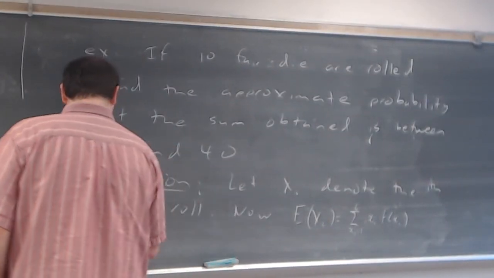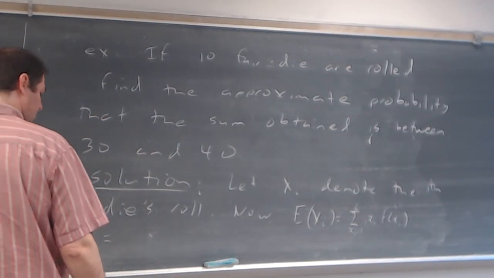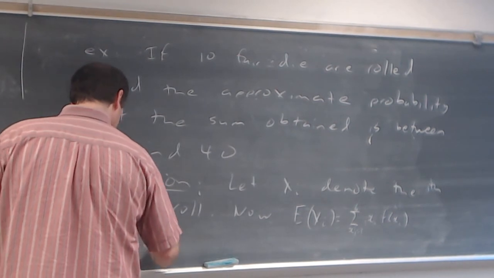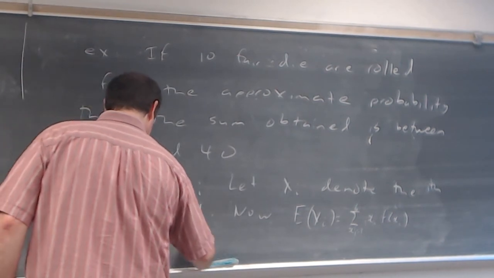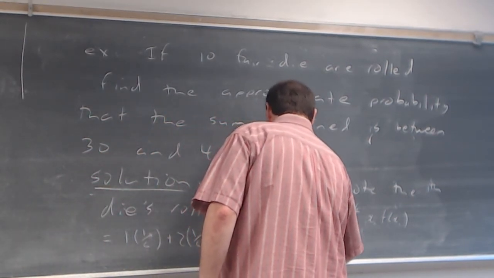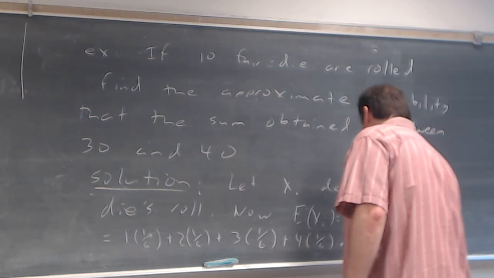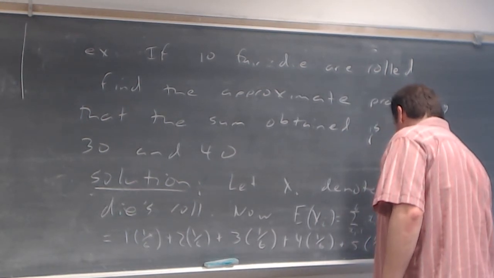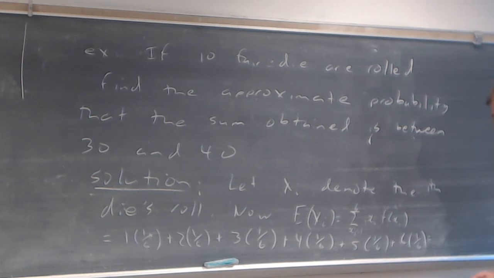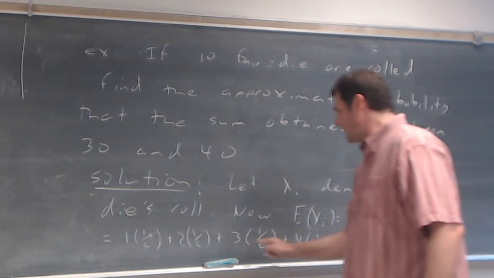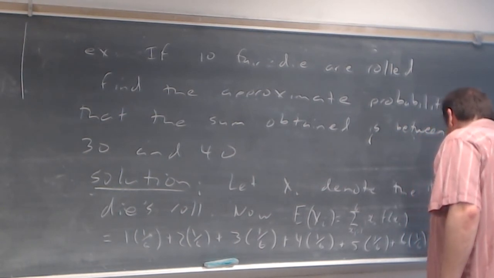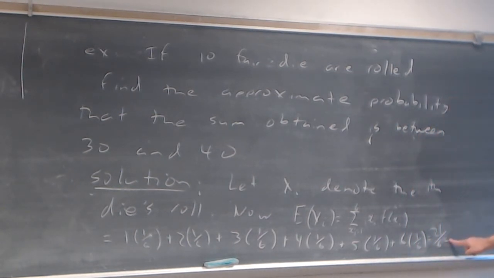Getting any one of the die rolls, the chance of that happening is 1 out of 6. So this is equal to 1 times 1 out of 6, plus 2 times 1 out of 6, plus 3 times 1 out of 6, plus 4 times 1 out of 6, plus 5 times 1 out of 6, plus 6 times 1 out of 6. And what that's equal to, let's see, 1, 3, 6, 10, 15, 21. So 21 out of 6.